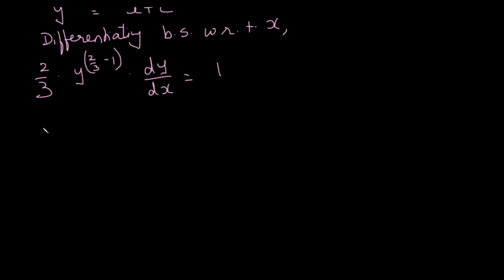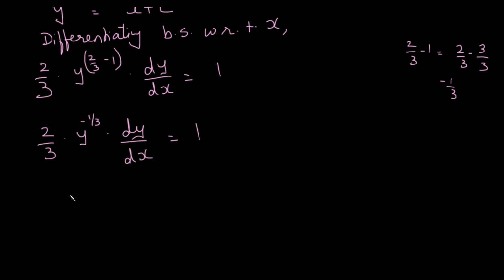So in the next step we cannot differentiate now further. So we just simplify it and so we get 2 upon 3 into, now y raised to 2 by 3 minus 1. Cross multiply 2 by 3 minus 1, we get 2 upon 3 minus 3 upon 3 upon cross multiplying and equalizing the denominator. So this is actually minus 1 by 3. So we get y raised to minus 1 by 3 into dy by dx is equal to 1.